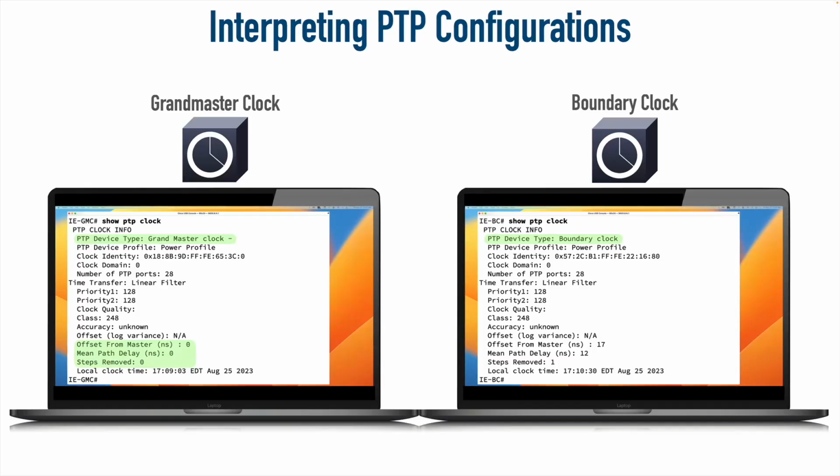If we look at the boundary clock, however, and let's pretend that this boundary clock is getting time directly from that Grandmaster clock, it might calculate that it has an offset of 17 nanoseconds from the Grandmaster clock. And we talked about how that offset was calculated. The mean path delay might be, for example, 12 nanoseconds. And since this boundary clock is 1 clock hop away from the Grandmaster clock, the steps removed is 1. And that's a look at the basic theory of Precision Time Protocol and how we can interpret PTP configurations on our Cisco gear.